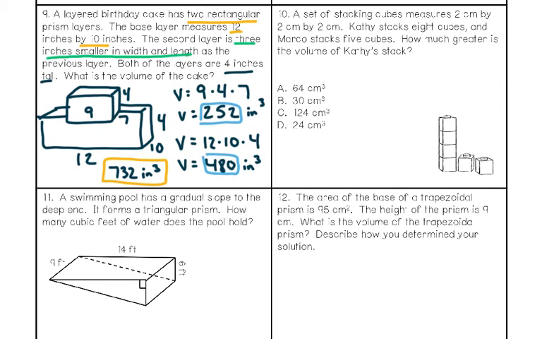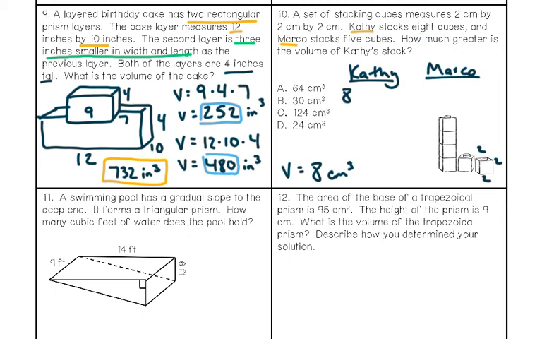For number 10, we're comparing 2 people. We have Kathy and Marco stacking cubes. So I'm going to start out by writing their names off to the side. And we'll start with Kathy first. It says that she's stacking cubes that measure 2 by 2 by 2. Since this is a question about volume, I know I'm going to find 2 times 2 times 2 to find the volume of 1 cube. 1 cube is worth 8 cubic centimeters, and Kathy has 8 of them.